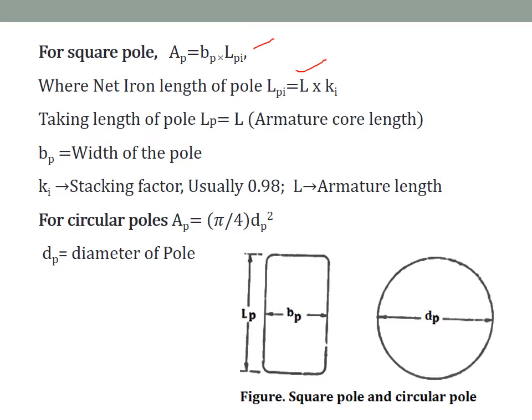So the length of pole is taken as Lp equal to armature length. Bp is the width of the pole, Ki is the stacking factor, it is usually 0.98, L is armature length. Now for circular pole, dp is the diameter, area of the pole is equal to pi by 4 dp square. dp is the diameter of the pole. This is not a square pole, this looks like a rectangular pole. This is rectangular pole.